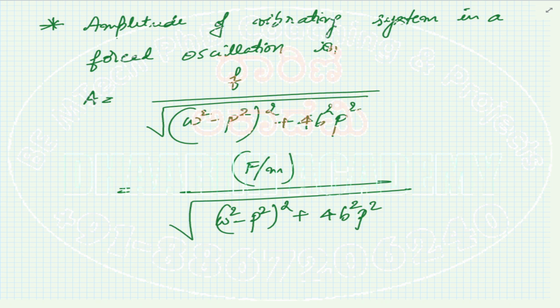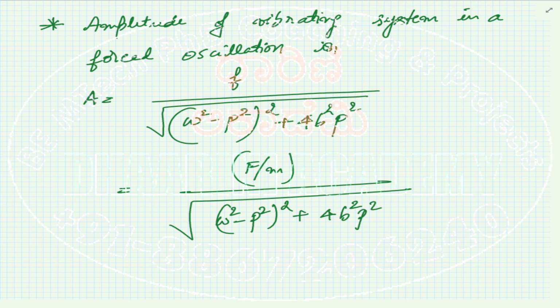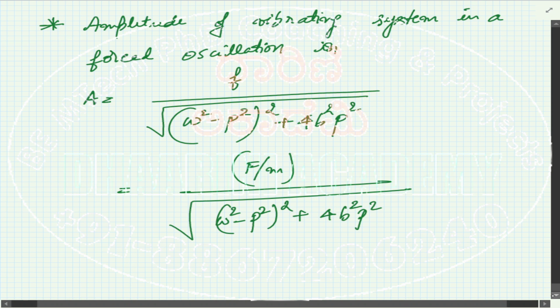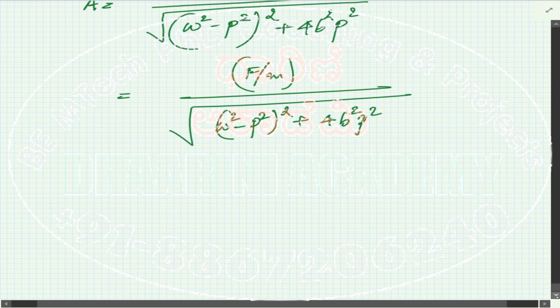So now we need to substitute the value of f as capital F by m over here. So once we do that, we get the equation of A as like this. Now corresponding equation. So we can write the equivalent equation of the electric oscillations, right?